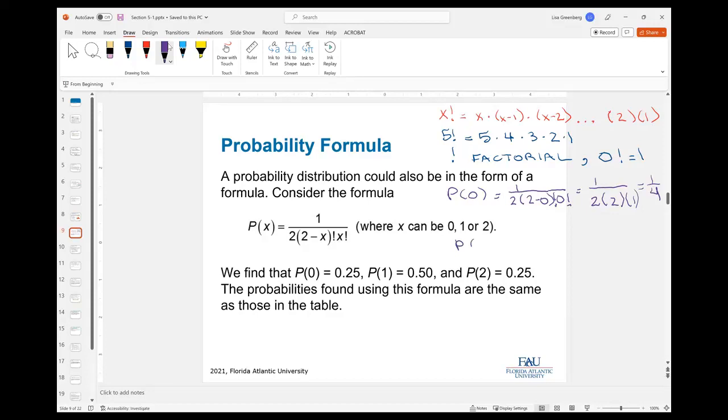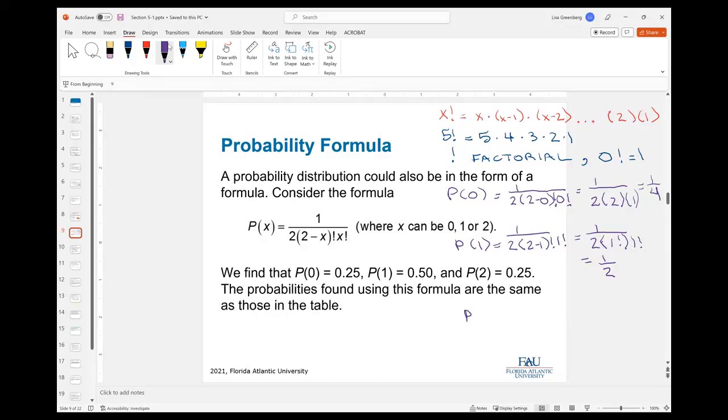The probability of 1 head would equal 1 over 2 times 2 minus 1 factorial times 1 factorial, which is equal to 1 over 2 times, and then 2 minus 1 is 1, right? 1 factorial times 1 factorial. This is equal to 1 over 2, because 1 factorial is 1 and 1 factorial is 1. So there's my 1/4, 1/2.